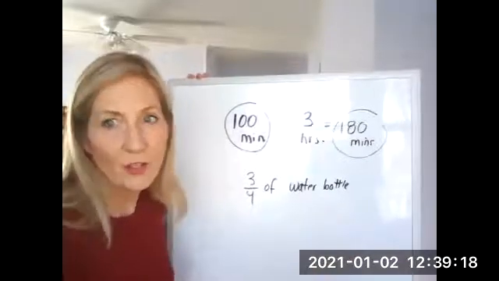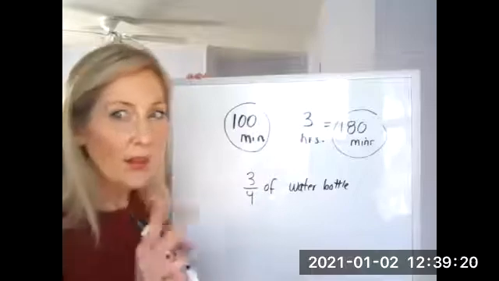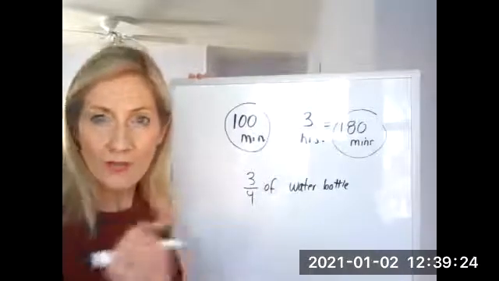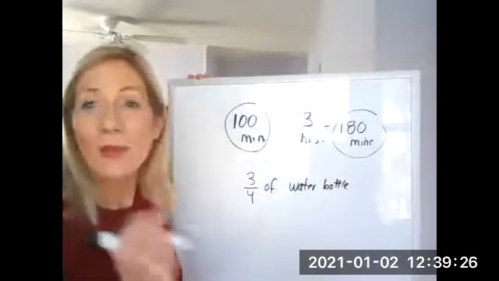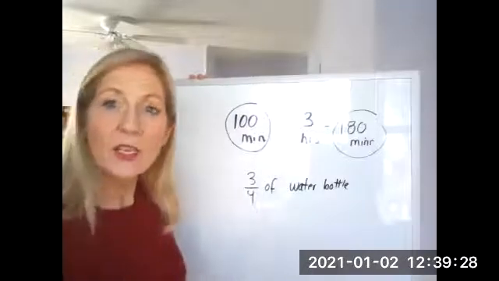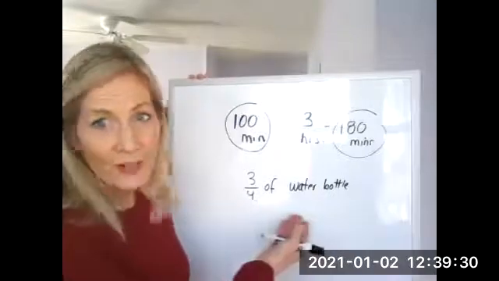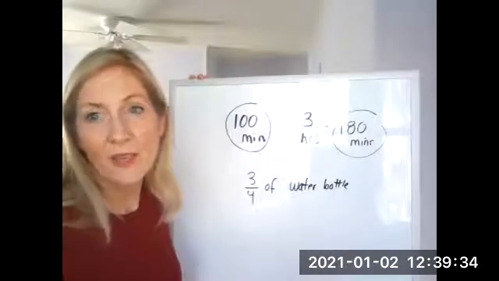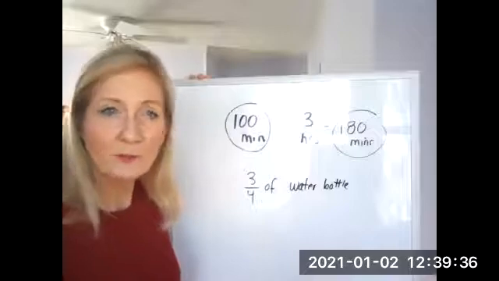So always be on the lookout. You're on the lookout for what the denominator is telling you, and then you're also always going to be on the lookout for what's the whole. I want to have as much information about the whole as I possibly can. So in a word problem, if you read carefully, you'll always be able to find out what the whole is that they're trying to describe a part of.